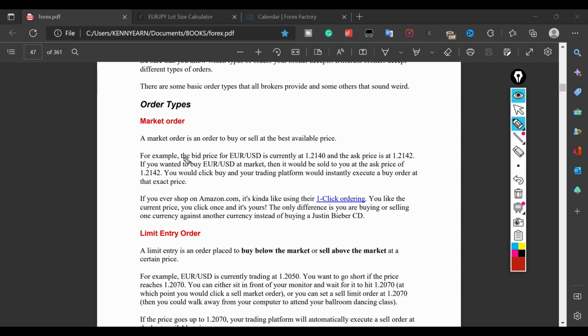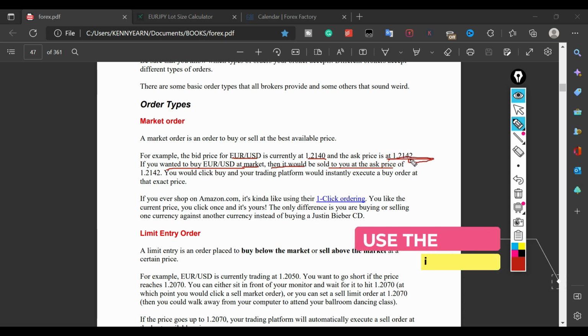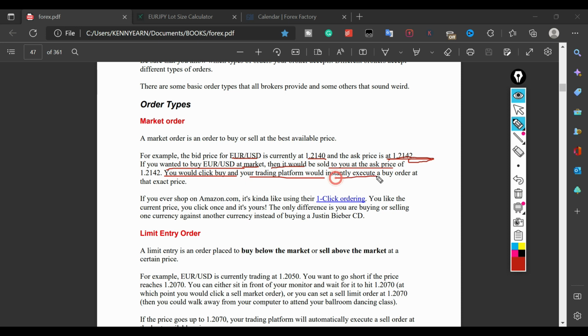So for example, if the bid price of EURJPY is currently at 1.2140 and the ask price is at 1.2142. If you want to buy EURJPY at market price, that's the current price, then it will be sold to you at the ask price, which is this one. If you want to buy, you're going to use this price, 1.2142. Once you just click buy, your trading platform will instantly execute a buy order at the exact price.